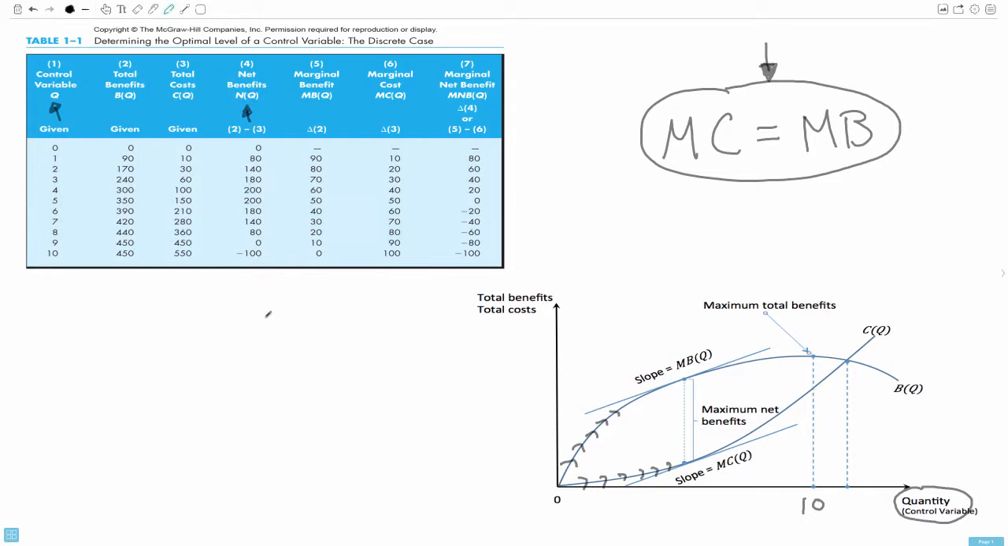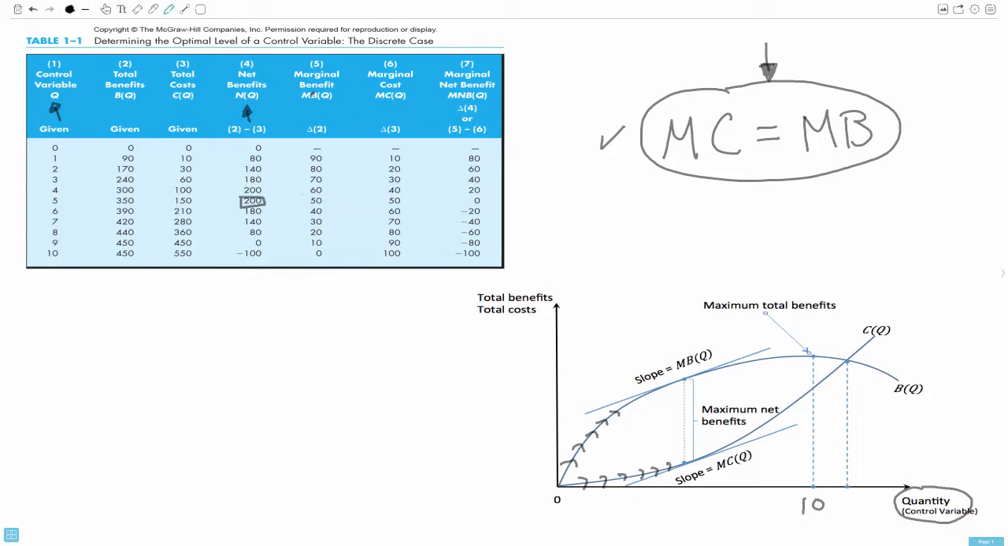Now, the key question is, what is the level of production Q that is going to maximize net benefits? You can use a table, you can use a graph like this, or you can use an equation and, of course, the golden rule. Let's do this. The graph is easy to understand. In the chart you can easily see that $200 or $200 million is the level where net benefits are maximized.